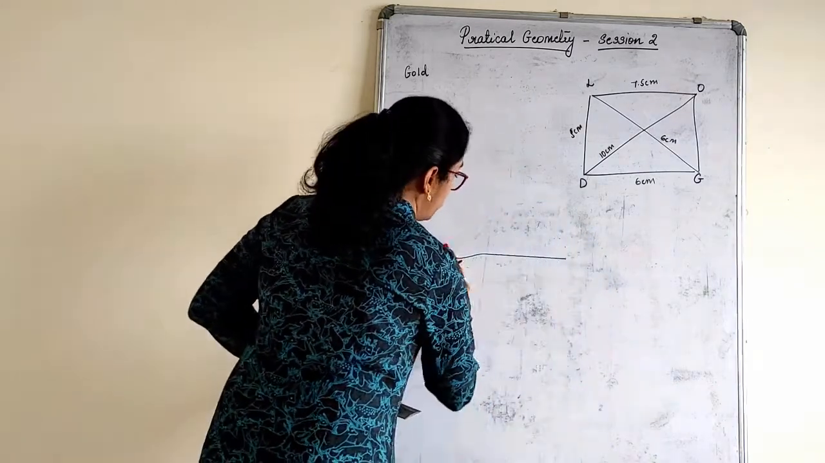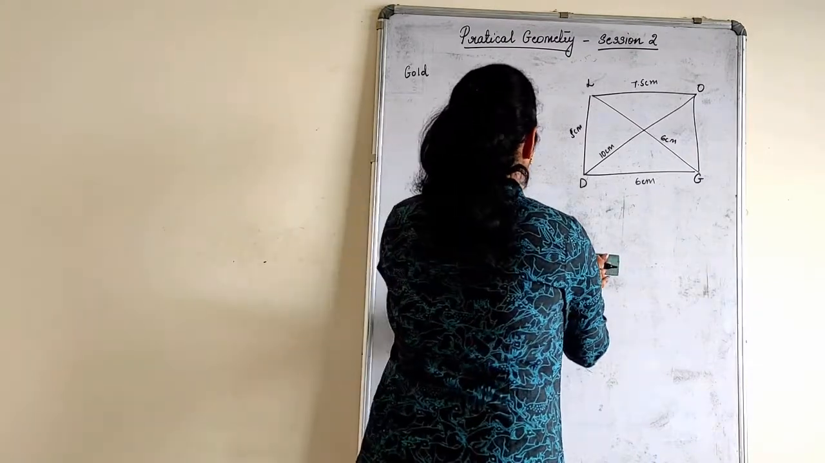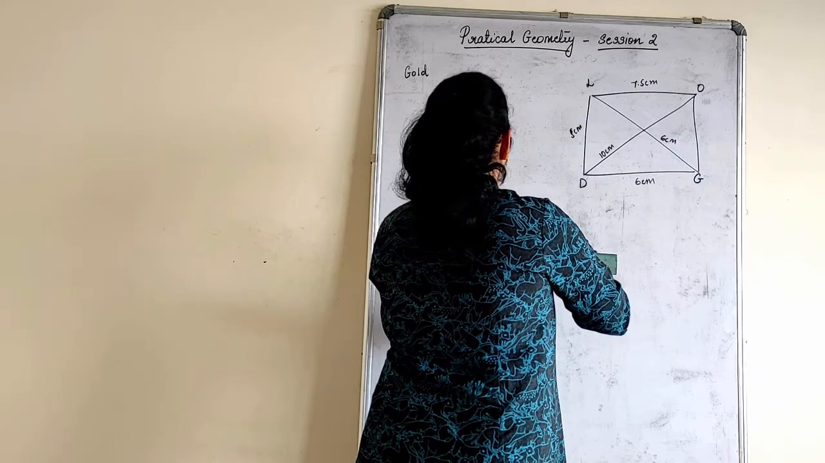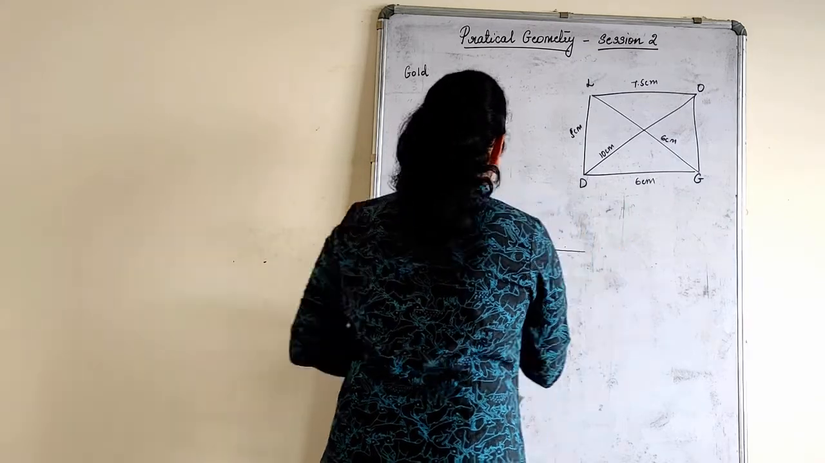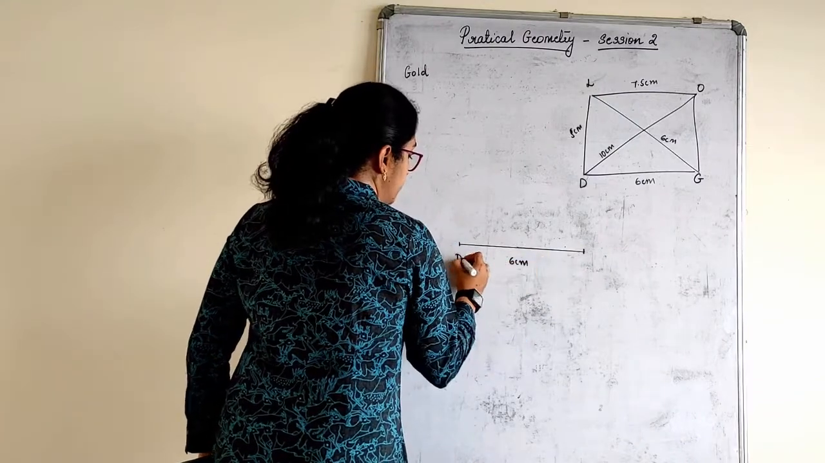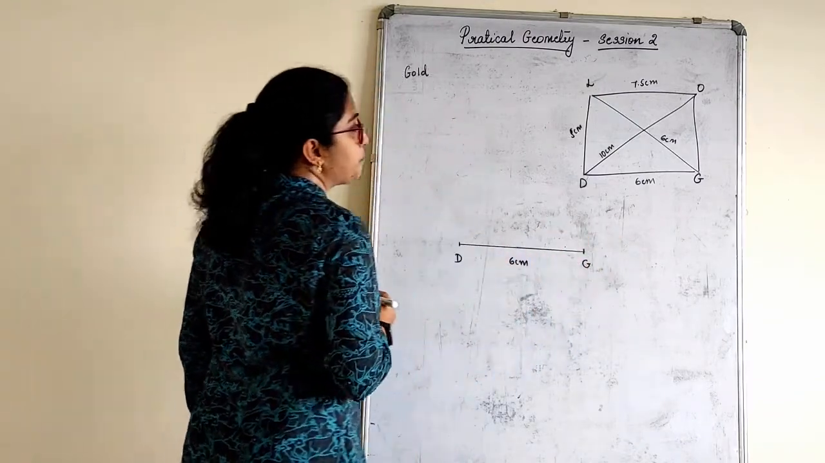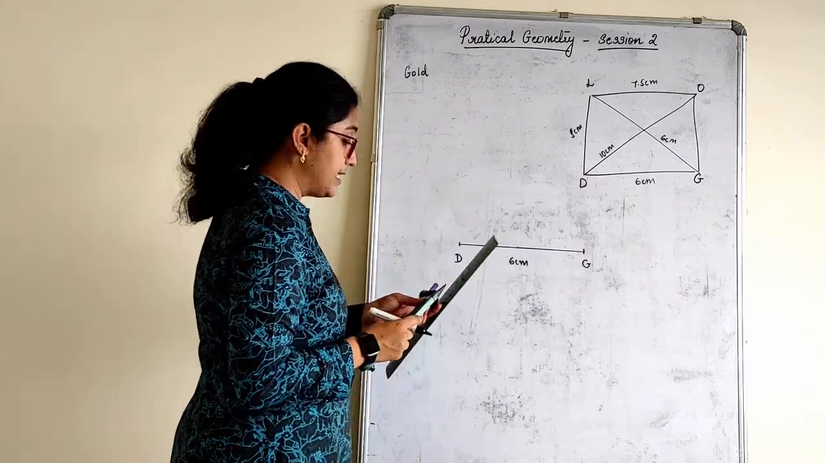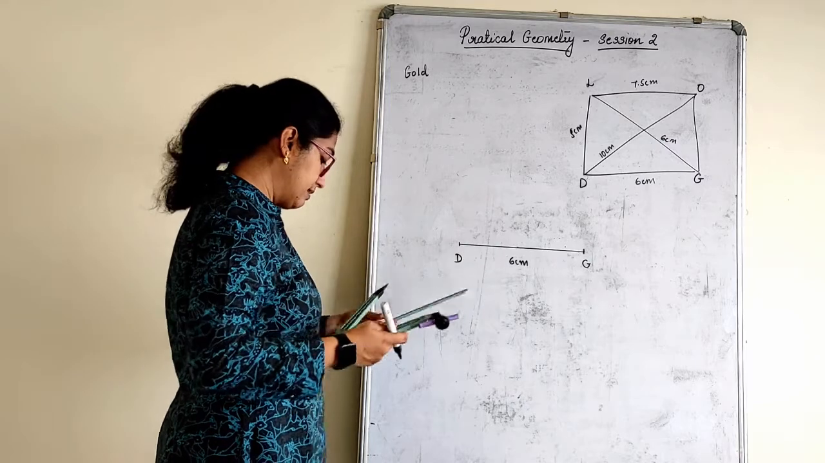Oh, one second. Let me have a base of 6 centimeter. So this is the base for 6 centimeter. That is D and G. Then what do we have? Go on with the marking. We have 5 centimeter as DL. Mark for that, cut an arc for that.